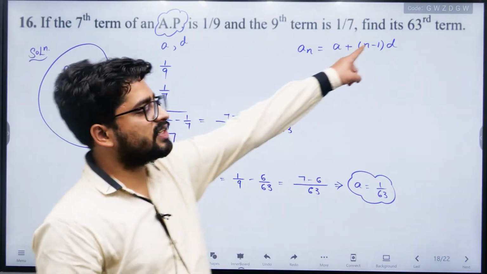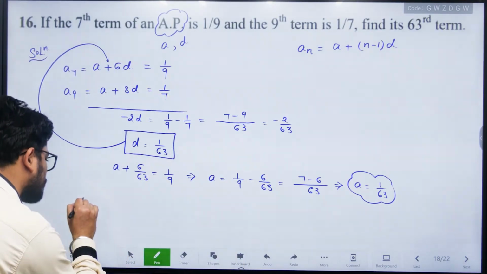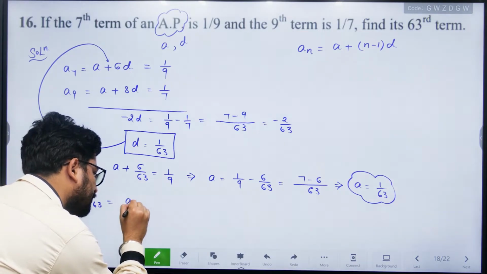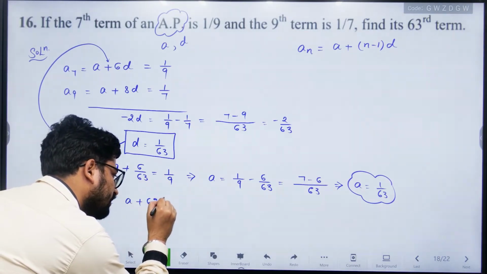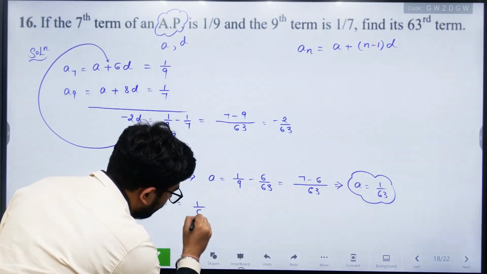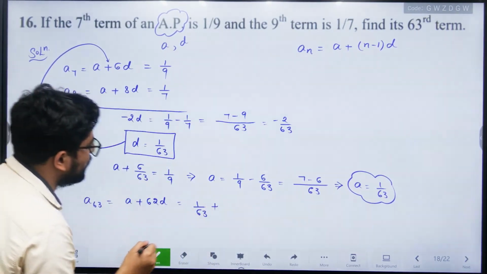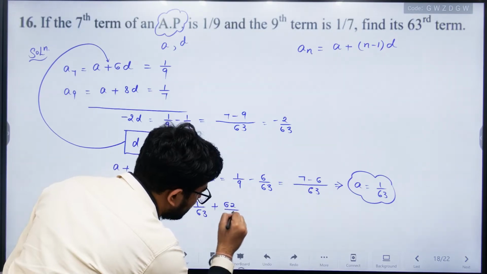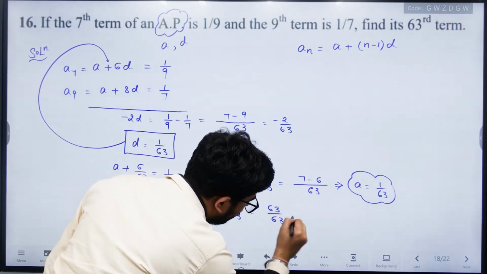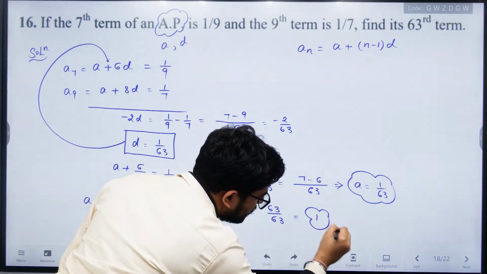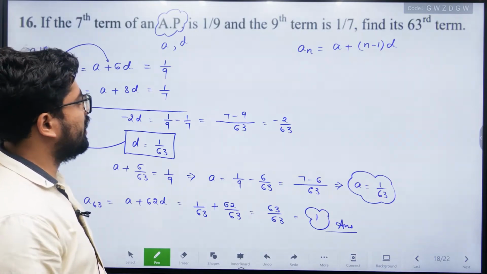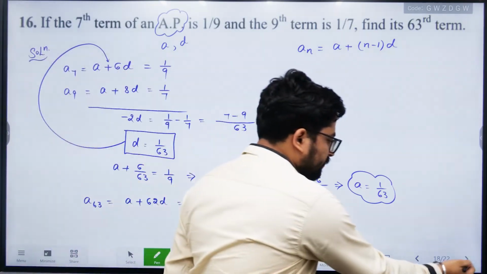Now you have to find the 63rd term. So the 63rd term, A63, is equal to A plus 62D. So A is 1 by 63 plus 62D, which is 62 by 63. That's 63 by 63, that is equal to 1. So this is the final answer. Now let's do the next one.